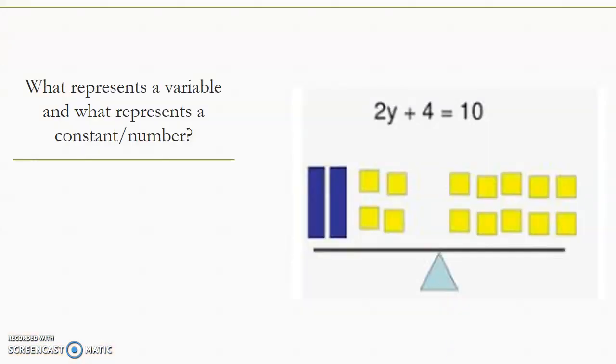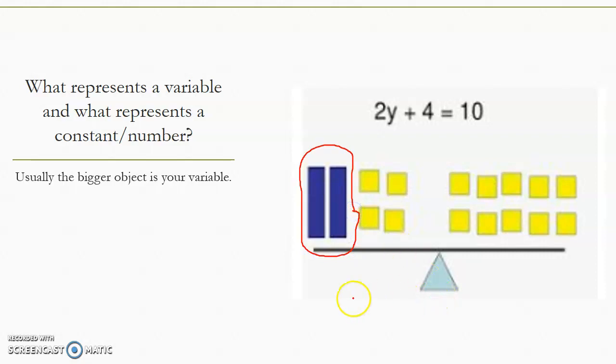It says what represents a variable and what represents a constant or number. So over here we have a model or a picture representing an equation. And I've already told you that this represents 2y plus 4 equals 10. So let's talk about it. Usually the bigger object is your variable. So you see right here that we have these two rectangles, and they're bigger than all the rest. And so we have called those y. You could call them x if you want. It could be any variable you want.